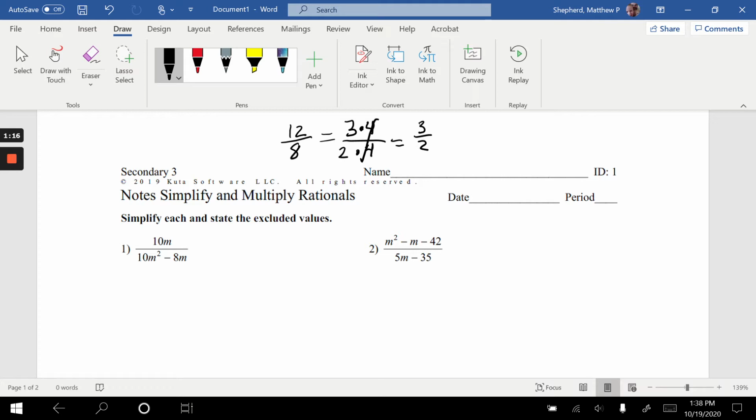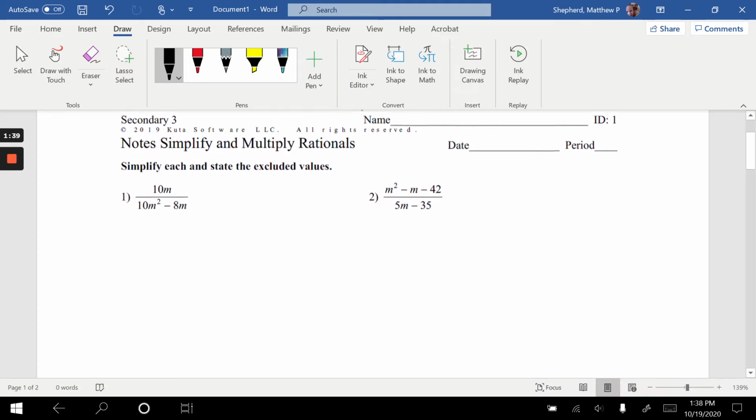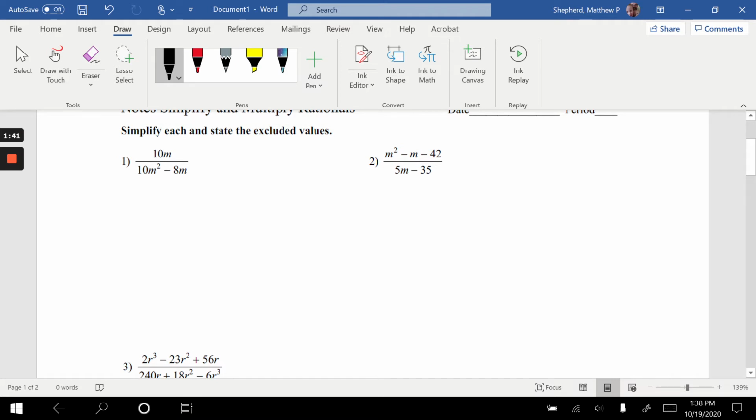In a lot of what we're going to be doing today, it's going to be exactly that. We're going to find the factors that will be common in the numerator and denominator. Those factors will eliminate, or they'll become the number 1. 4 divided by 4 is 1, which then just leaves us with whatever we had, because anything times 1 is itself. So let's take a look at how that looks with some more complex.